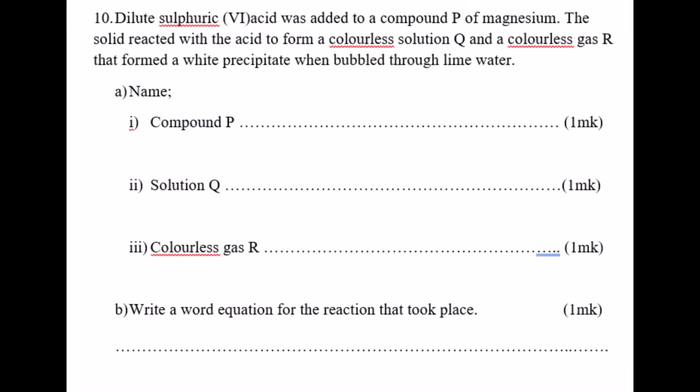That is question 9. Question 10, you're given that sulfuric acid was reacted with a compound P of magnesium. Then there was a colorless solution Q and a colorless gas R. Then that colorless gas R formed a white precipitate with lime water. Then you name compound P, solution Q, colorless gas R, and finally you write a wordy equation for the reaction, I think between sulfuric acid and compound P.